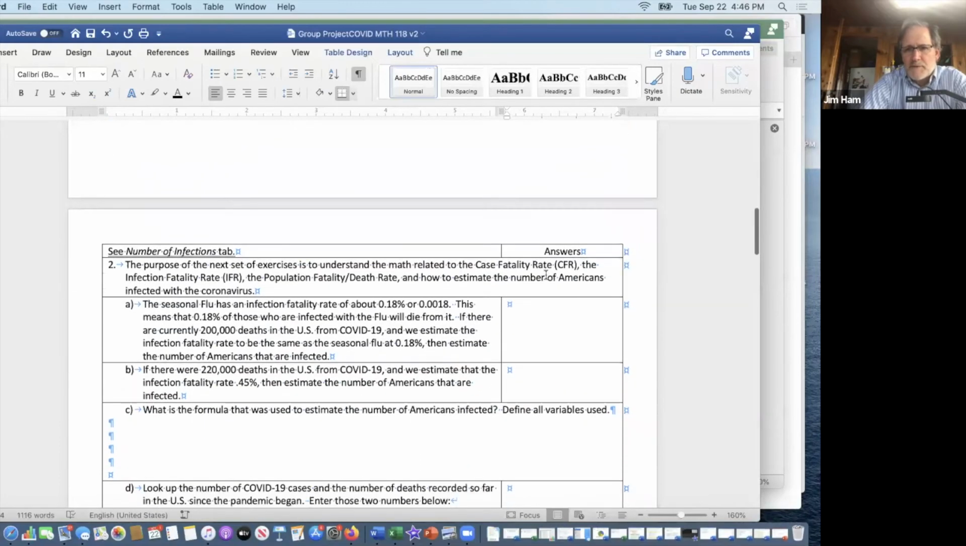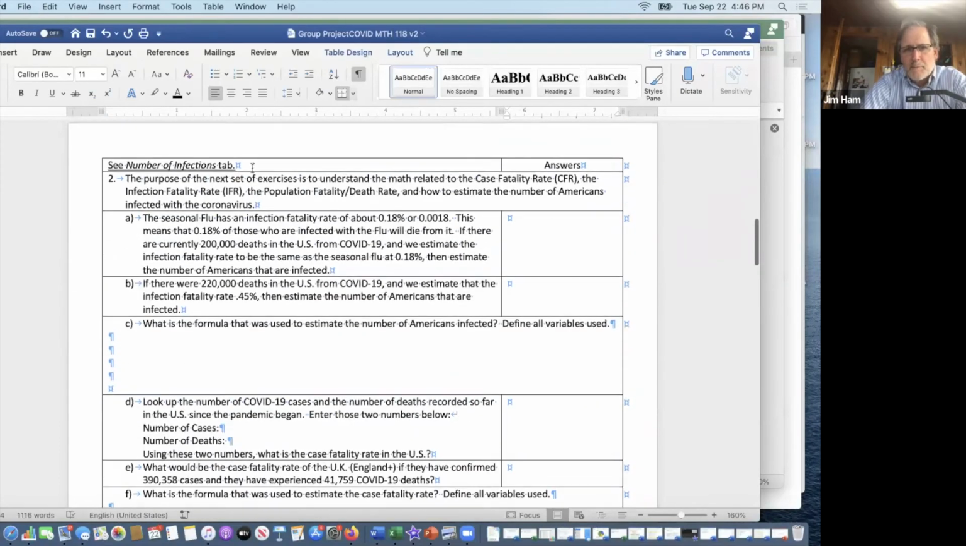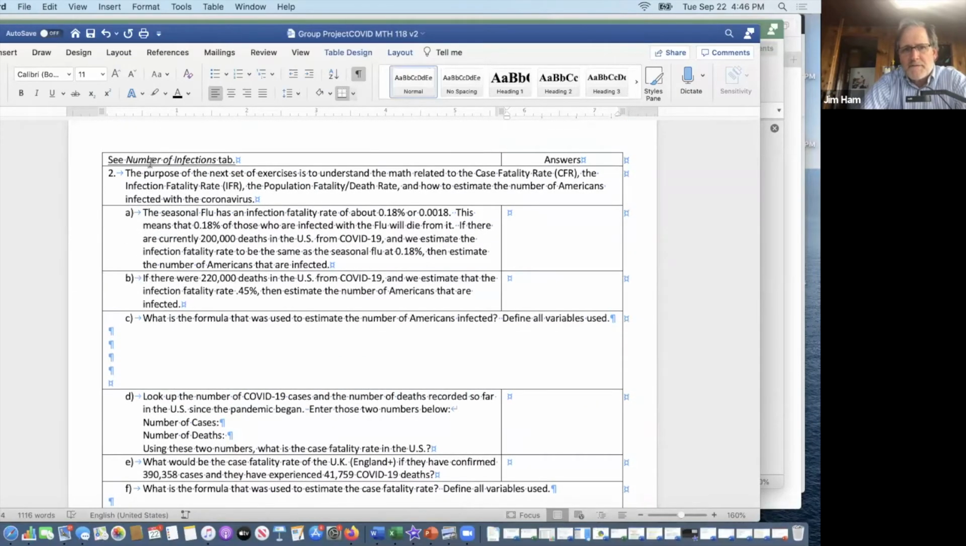All right, problem number 2. You're going to go to the number of infections tab. And for the first one, it says the seasonal flu has an infection fatality rate. That means everyone who gets the seasonal flu, about 0.18% of those people will die from the flu. Thousands of people die from the flu every year.